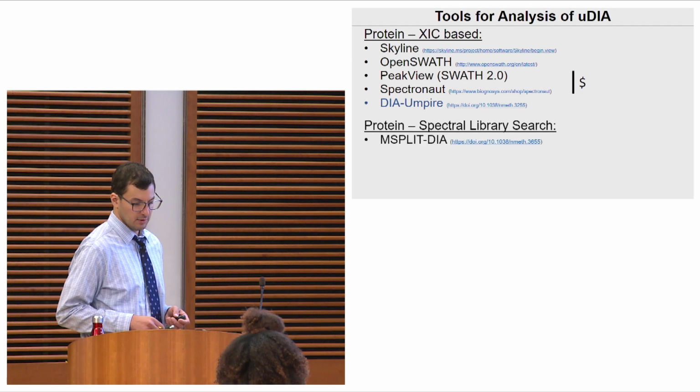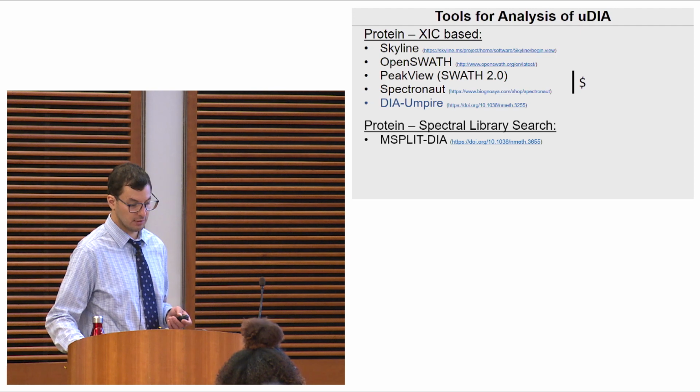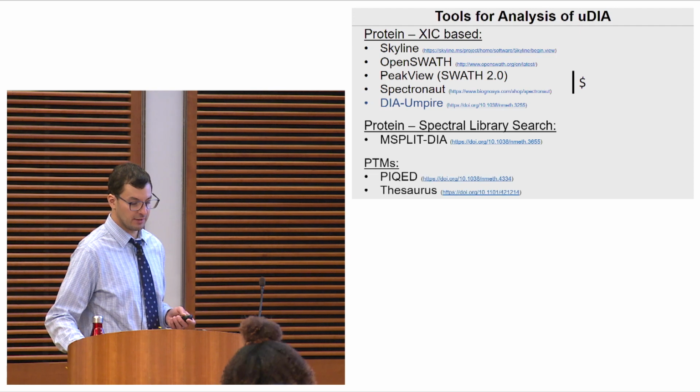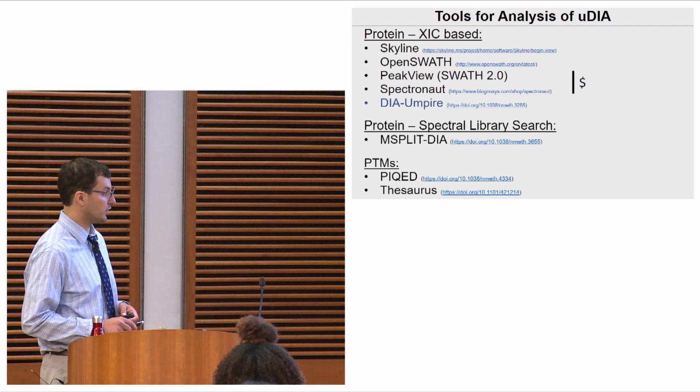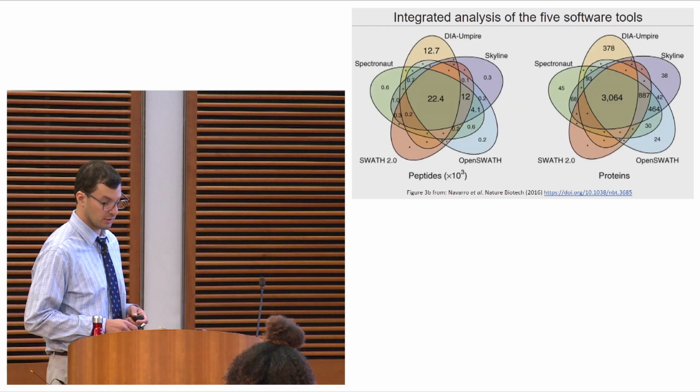I mentioned there's also at least one spectral library search tool. This is called MSplit DIA. It works well, but you just get identifications. It's not linked to quantification like the XIC-based tools. And then finally, there's at least a couple tools for PTM analysis of DIA data. One of those is called Peaked, which I published, and then the other one's called Thesaurus, which is still on bioRxiv, presumably under review.